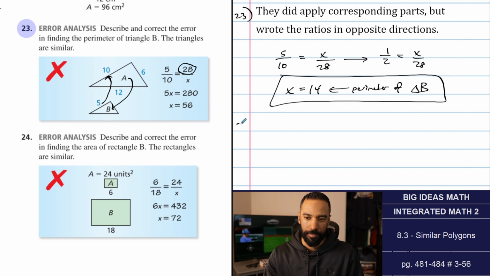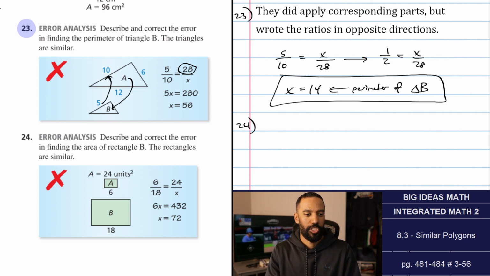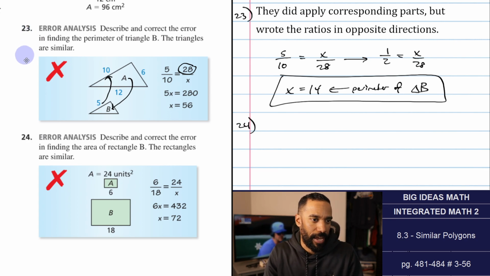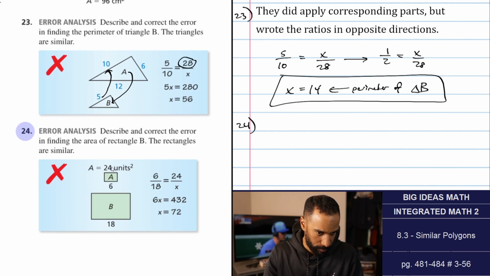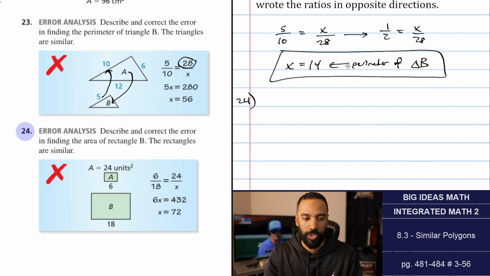Number 24. Describe and correct the error in finding the area. I'm going to guess they're not going to square values. Of rectangle B, the rectangles are similar. Area is 24 square units, and we have a side length of 6 and 18. And yep, they just wrote 6 over 18 equals 24 over x. This time they corresponded parts correctly.